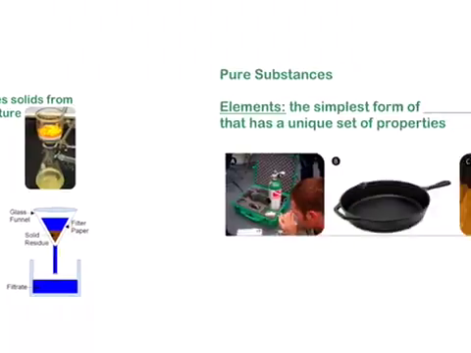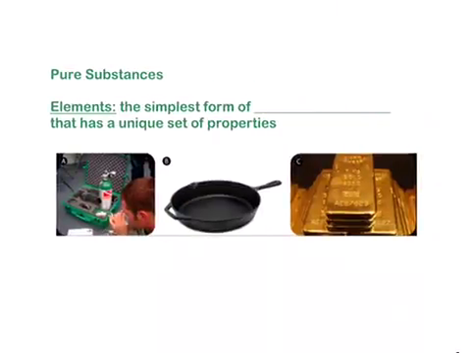A second type of substance is a pure substance, and an example of a pure substance is an element. This is the simplest form of matter that has a unique set of properties. And so we have, I believe, helium here, we have iron, a cast iron pan, and then gold. All of these are only made up of one substance.